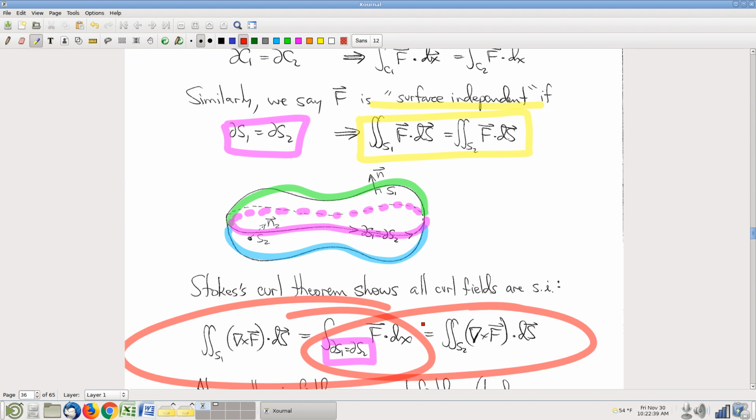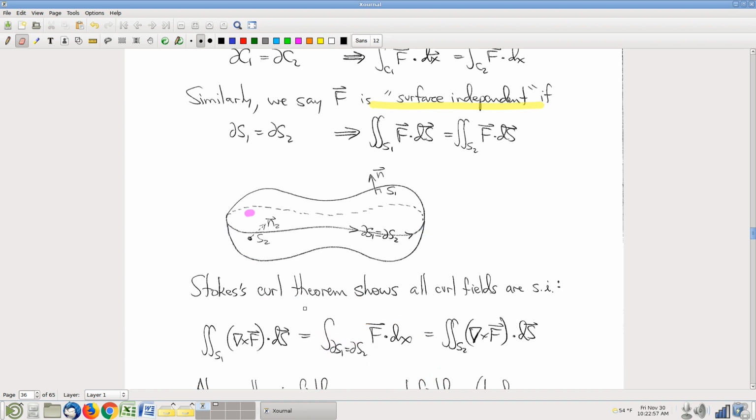So that's saying, if they share the same boundary, then the flux of any surface that has that boundary is the same, if the vector field is surface independent. That's right. So you can take whatever. I want to show you an example in just a moment. Okay. All right.